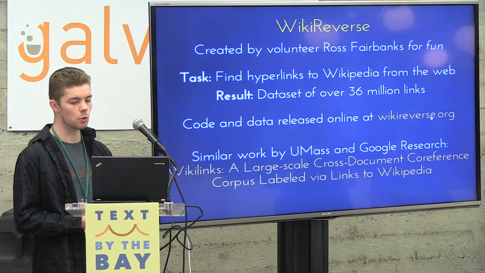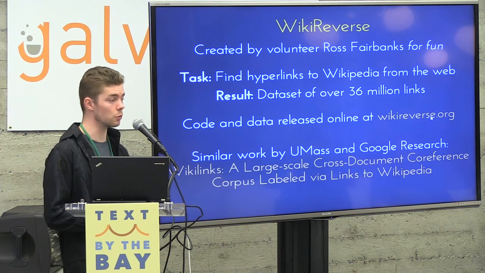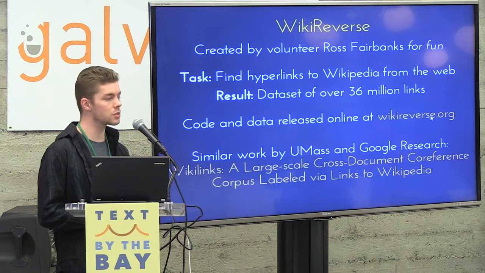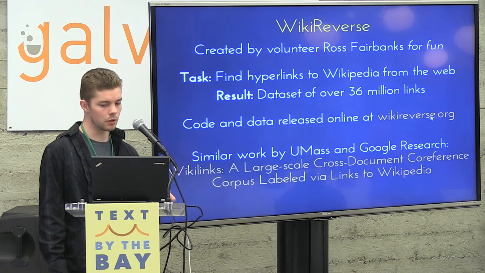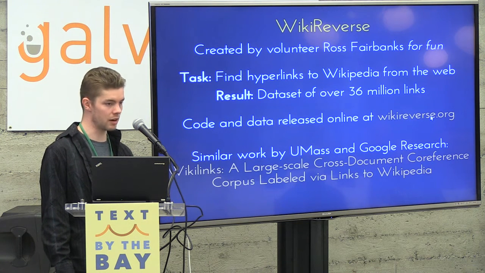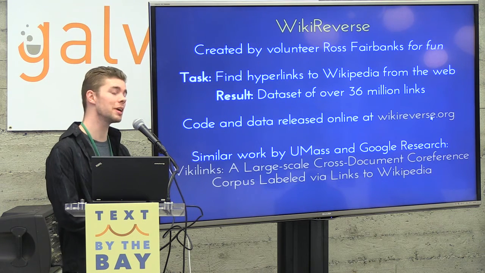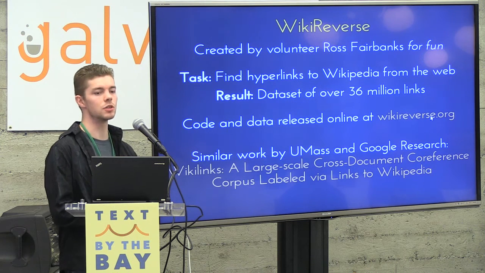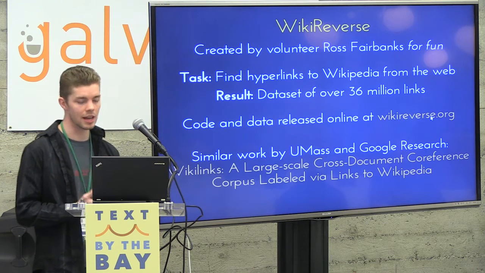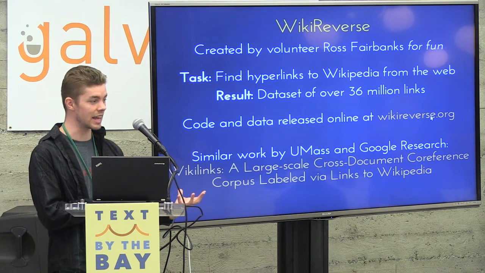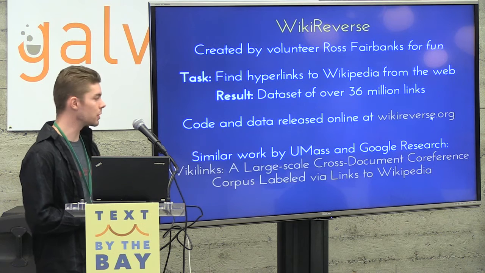It seems fairly small. But we were looking at similar work that we found done by UMass and Google Research called WikiLinks. They used it as a source of a large-scale cross-document coreference corpus, and they only ended up with 40 million links, though they did a fair amount of filtering. Specifically, I believe it was making sure the web page wasn't an exact copy of Wikipedia, and also making sure that it wasn't just a transitory mention in the text. They wanted a large chunk of text to be able to look at and consider it as a document actually related to the entity that they're linking to. Again, as before, all of this code and data was released online at wikireverse.org.